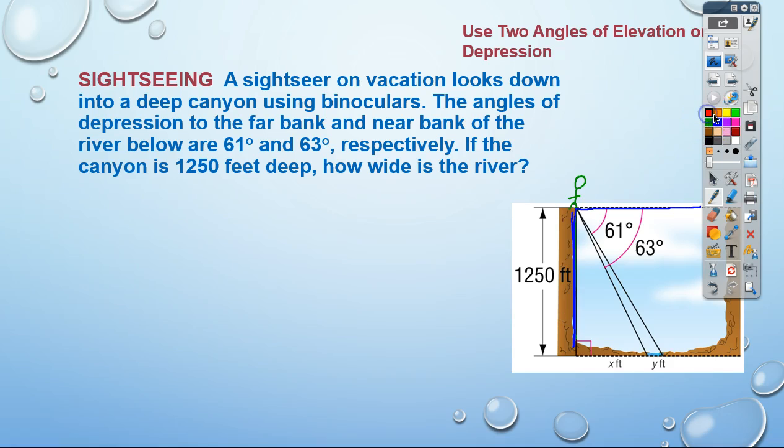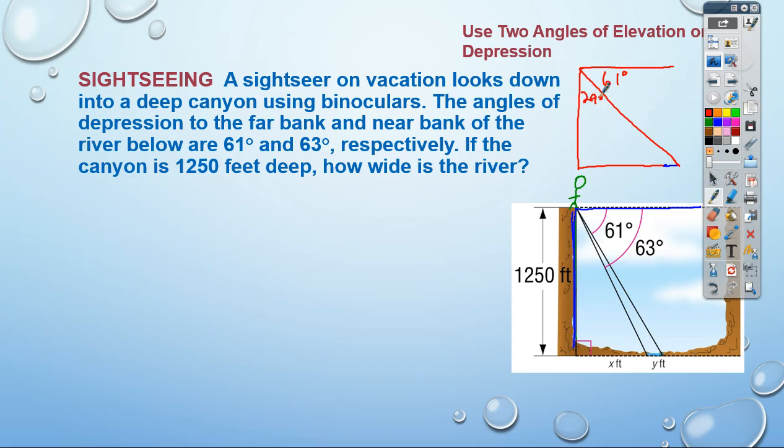Okay, and I'm going to draw these 2 separate triangles out. The first one I'm going to draw is the one with the river. Here's my river. They told me that my angle of depression for that one is 61 degrees, which makes this 29 degrees.